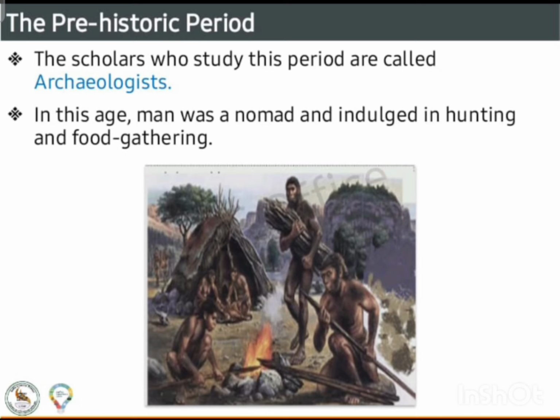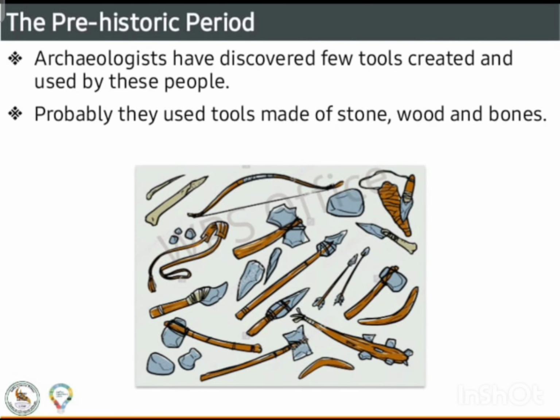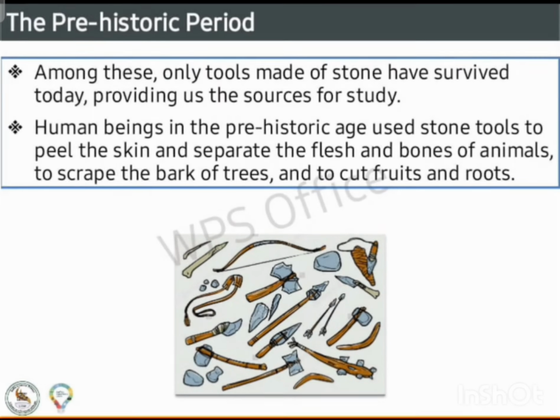The scholars who study this period are called archaeologists. In this age, man was a nomad engaged in hunting and food gathering. Archaeologists have discovered a few tools created and used by these people. Probably they used tools made of stone, wood, and bones. Among these, only tools made of stone have survived today, providing us the sources for study.